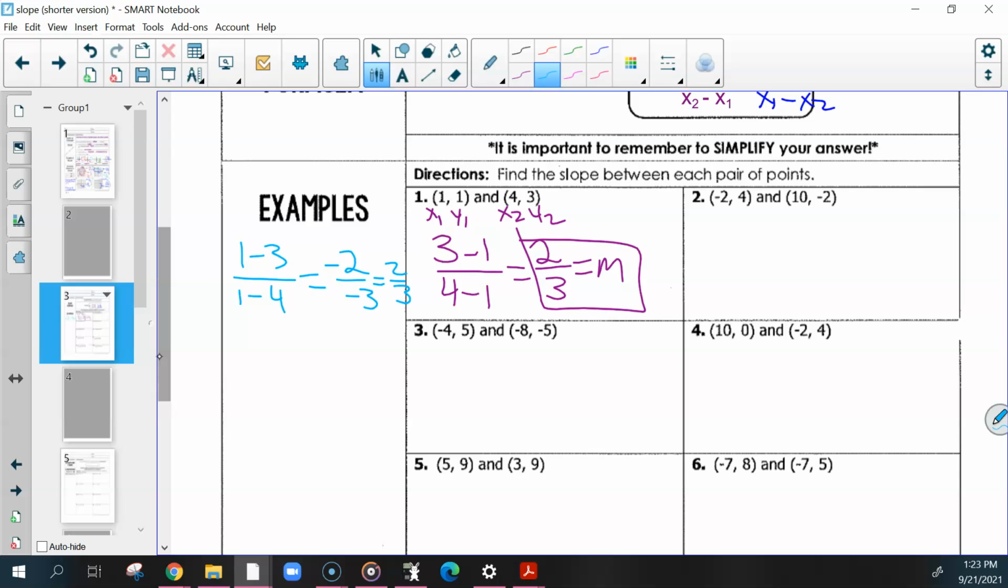Okay. So we're going to do number 2. Same thing, label them.